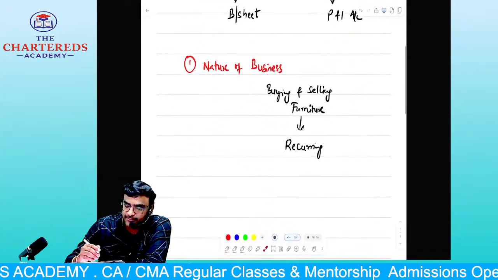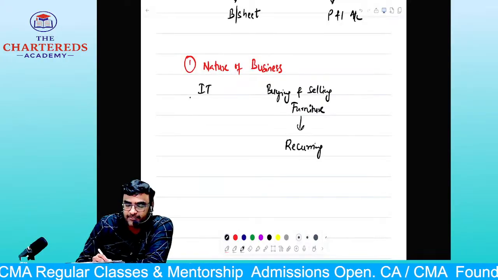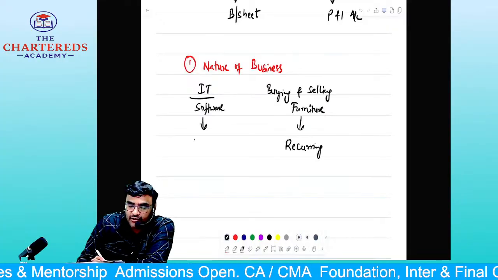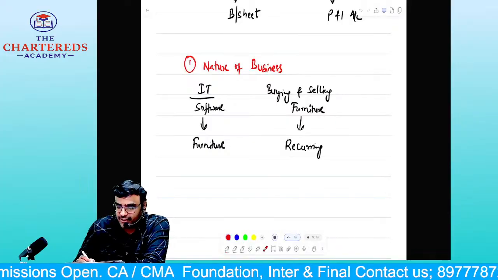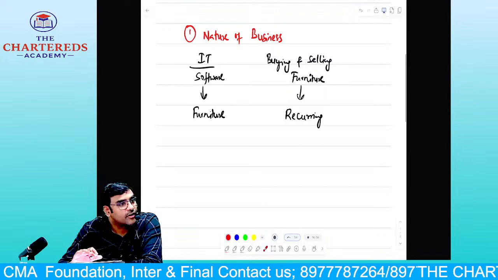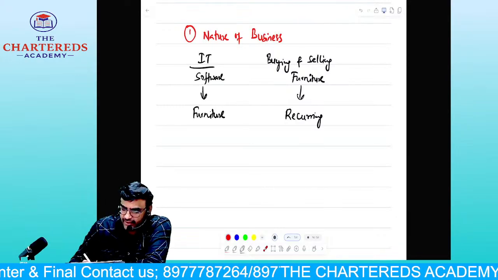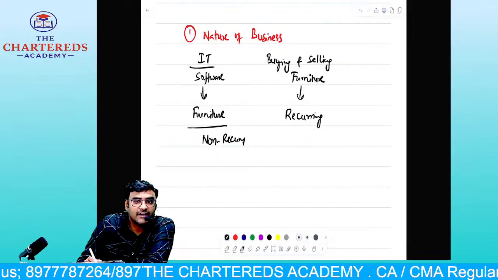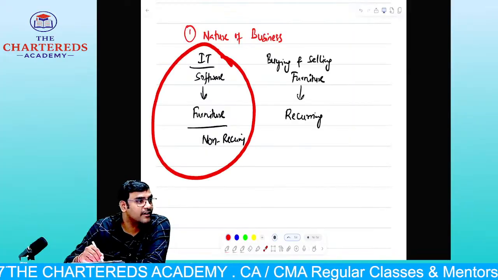Suppose example number 2. Suppose we are an IT company. What business is an IT company in here? Software. We purchase furniture. Is it capital for us or revenue for us? Capital. Whether it is recurring in nature or not recurring in nature, it is purely not recurring. It is not our product. All non-recurring items are going to become capital expense.